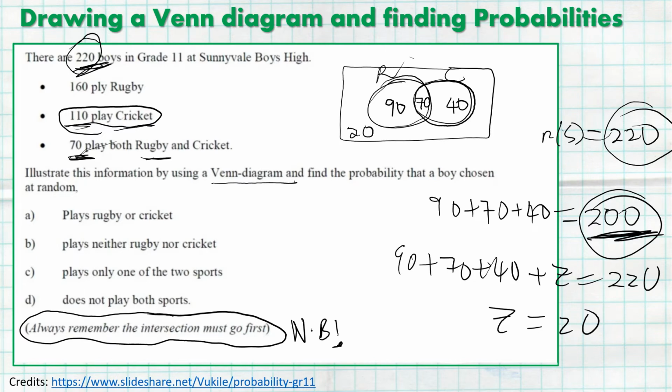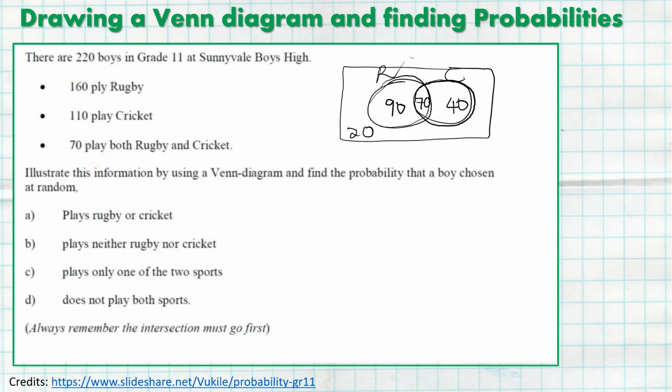Okay, so that's how you sketch your Venn diagram. Very, very important. We say you must start first at the what? At the intersection. Then you go to the events. If it's rugby only, cricket only, then you go outside. And that's basically how you do this. Okay, let's now go and calculate these probabilities that they want from this Venn diagram.